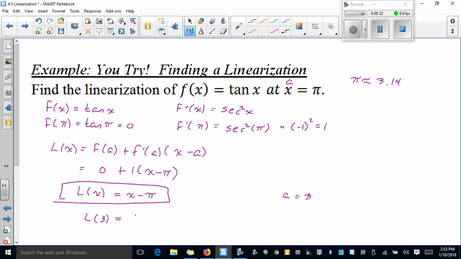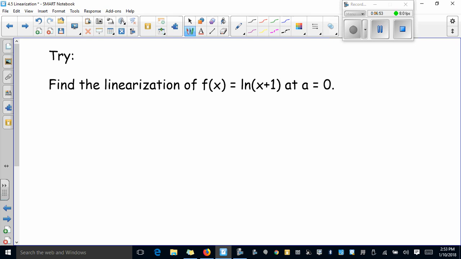Okay, so I threw another one in here for you guys to try again with a different one. Find the linearization of f of x at x equals 0. So f of x is the natural log of x plus 1, and f of 0 would be the natural log of 0 plus 1, or natural log of 1, and the natural log of 1 is equal to 0.